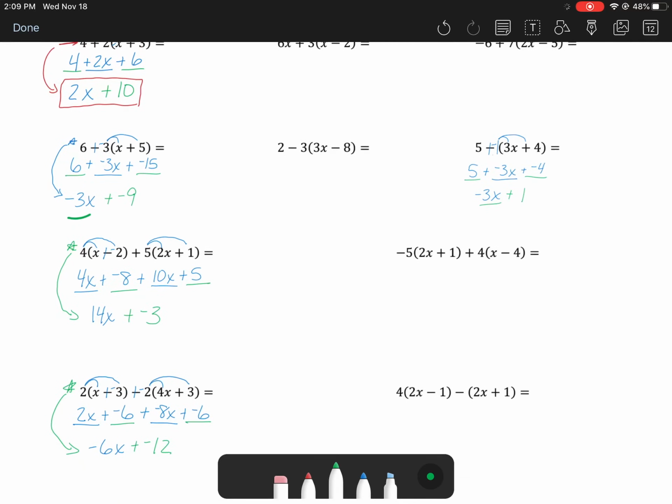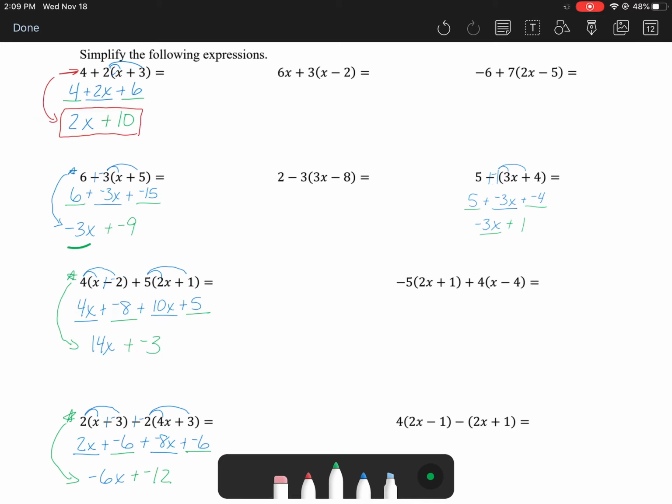So I want you guys to go through and finish up these 5 problems here. Tomorrow in Schoology, I will have an assignment where you can submit them because I want to see how you guys did with this.